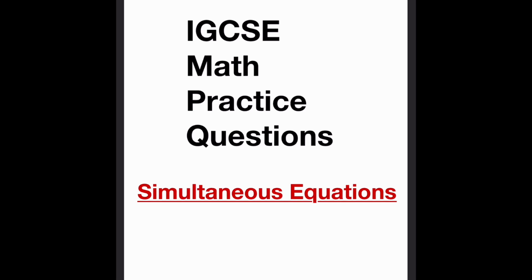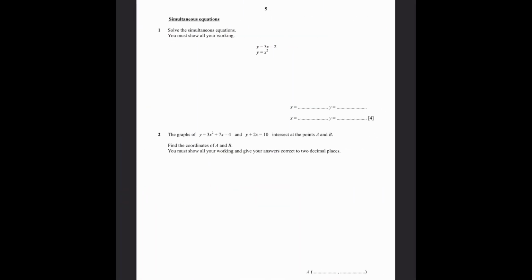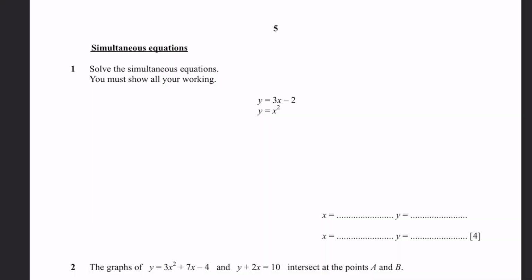I'll be doing IGCSE math practice questions in this video, and the topic is simultaneous equations. Let's start. Question 1. Solve the simultaneous equations. You must show all your working. We have y equals 3x minus 2 and y equals x squared.